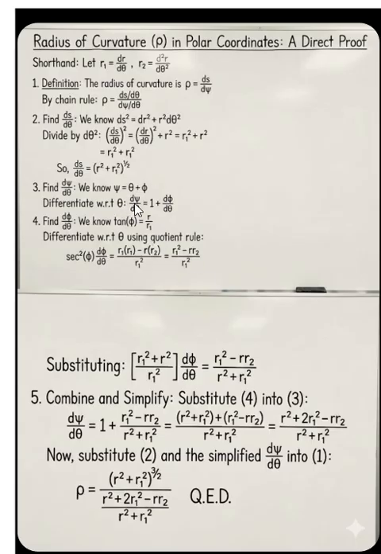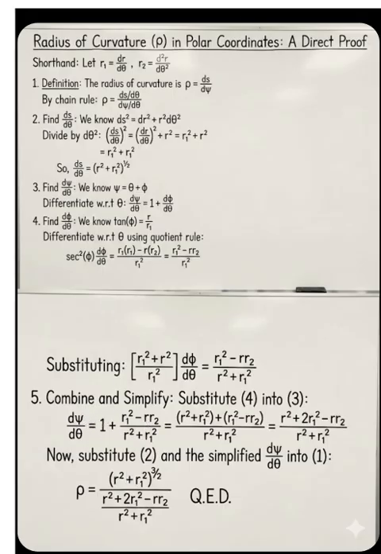Because in order to find out d psi by d theta, we need to find out d phi by d theta. We are going to calculate d phi by d theta, which is equal to like this. After some simplification, from step 3 we know that d psi by d theta is equal to 1 plus d phi by d theta.